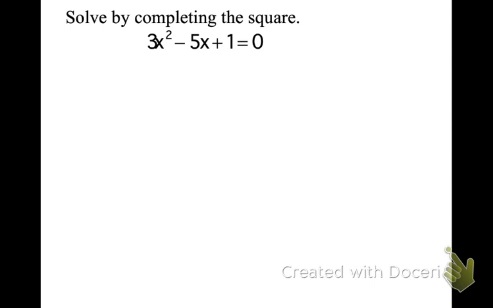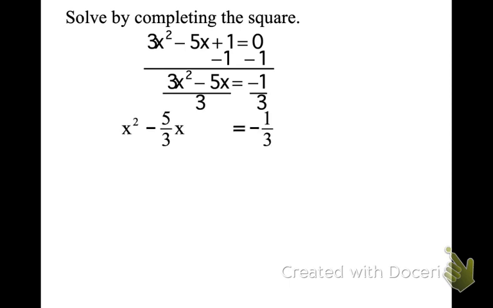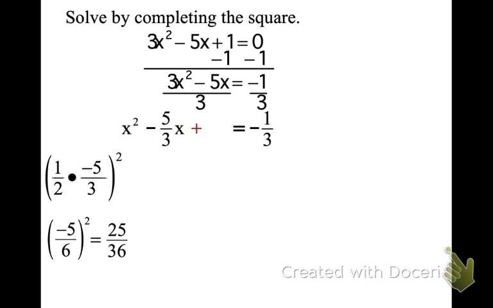Okay, here we go. Subtract 1. I'm going to divide all terms by 3. Now I'm going to take the middle term, divide it by 2, and then square it. Negative 5/3 times 1/2. We don't divide by fractions, we multiply. Times 1/2, so it's going to become negative 5/6 squared. So that becomes 25 over 36. I'm adding 25 over 36.